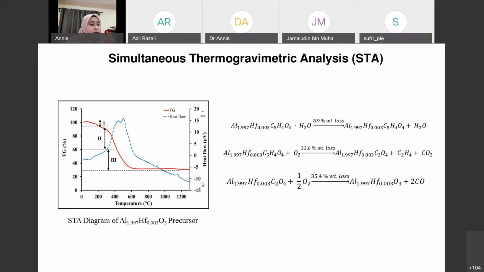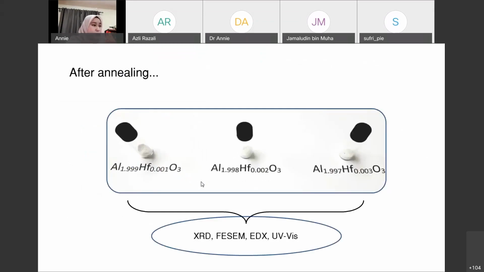So since a pure phase is formed at about 1150 degrees C, I chose the annealing temperature of around 1300 degrees C for 48 hours in order to obtain high purity alpha phase materials. After the annealing process at 1300 degrees C for 48 hours, as shown here in the figure, are the aluminum hafnium oxide materials at the respective stoichiometry of x equals 0.001, 0.002, and 0.003. All of these materials underwent X-ray diffraction, the XRD, field emission scanning electron microscopy, the FESEM, the energy dispersive X-ray analysis, the EDX, and finally ultraviolet visible spectroscopy, the UV-vis.